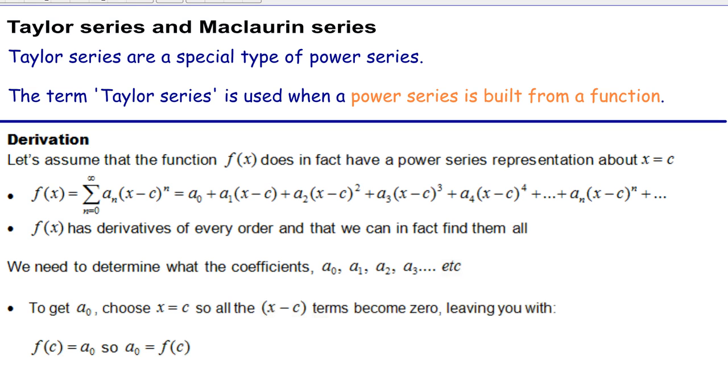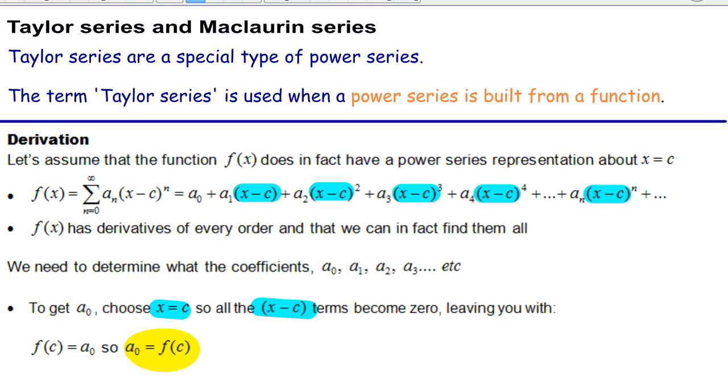Now, to get a0, just choose x equals c and plug it into the power series representation. So all the terms with x minus c, remember, if you plug in x equals c, all these terms become 0. All of them are gone. So what you remain with is a0 equals f of c. So that's one of the coefficients that you're looking for. So a0 equals f of c.